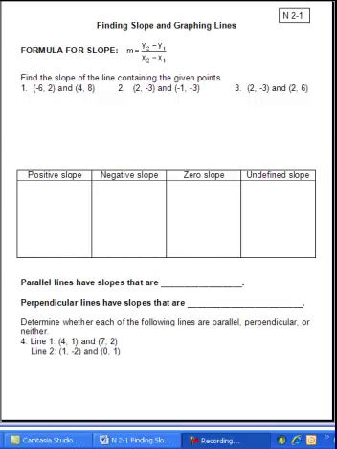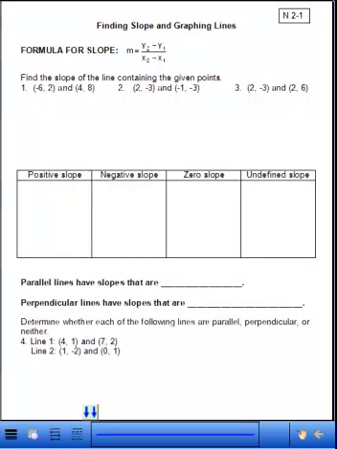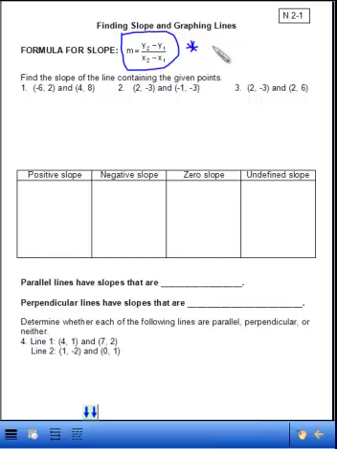In this section, finding slope and graphing line, we're in section 2.1 of Algebra 2. The easiest way to find slope is to use the slope formula, unless you have a graph and then you can kind of count the slope. But here is your slope formula right here. It is on your formula chart, but my recommendation would be that you memorize this. It is not that hard to memorize.